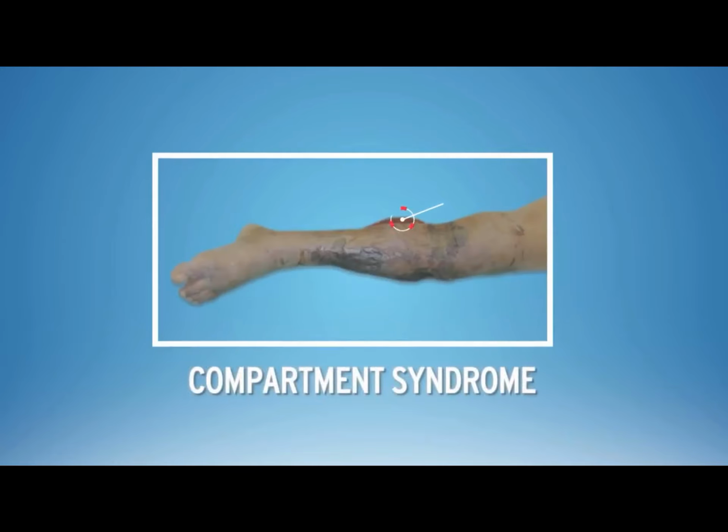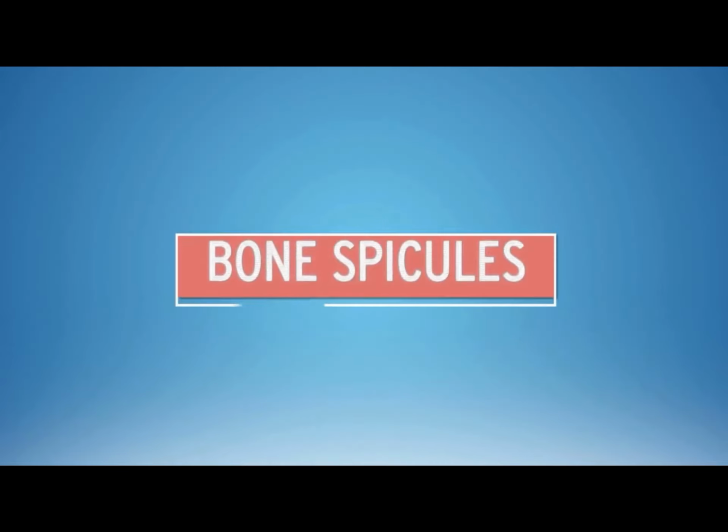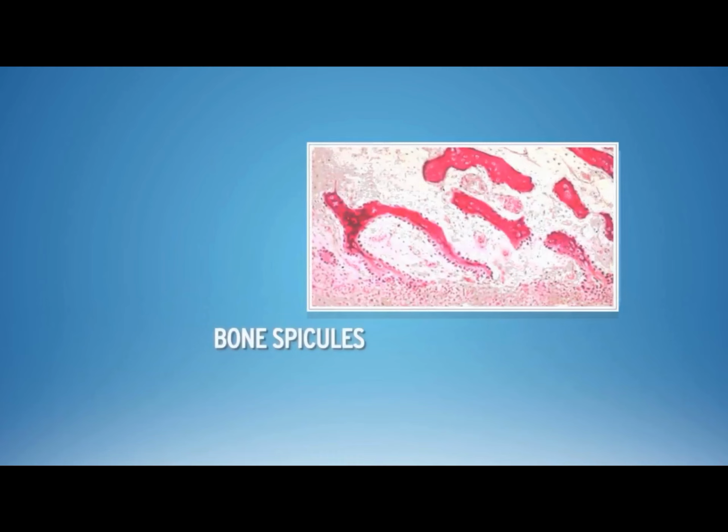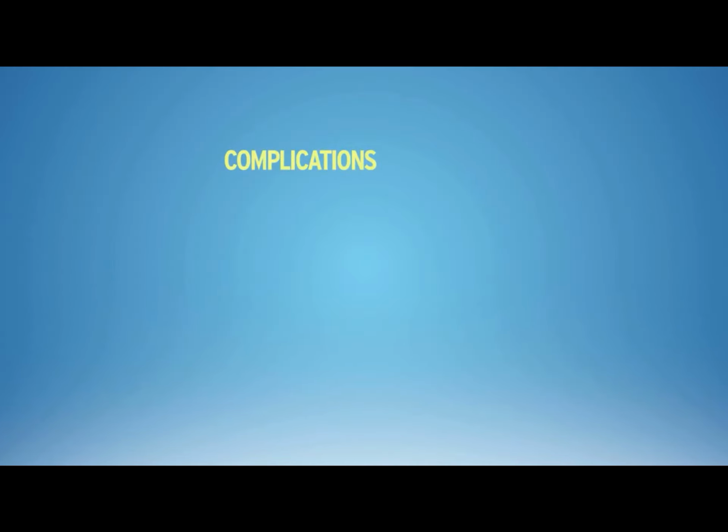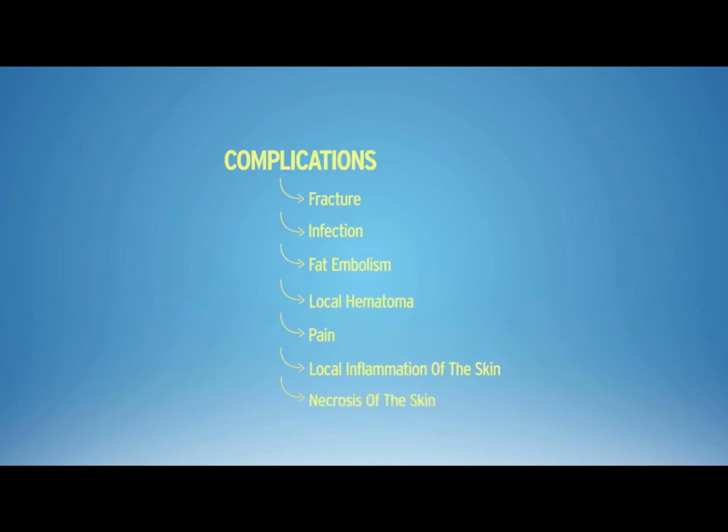Compartment syndrome is infrequent, but could be possible if the needle is placed incorrectly. Bone spicules may cause blockage of the needle. To prevent blockage, the line should be flushed with 3 to 5 cc of saline every 15 minutes. The other complications include fracture, infection, fat embolism, local hematoma, pain, local inflammation of the bone at the insertion site, and necrosis of the skin at the insertion site.